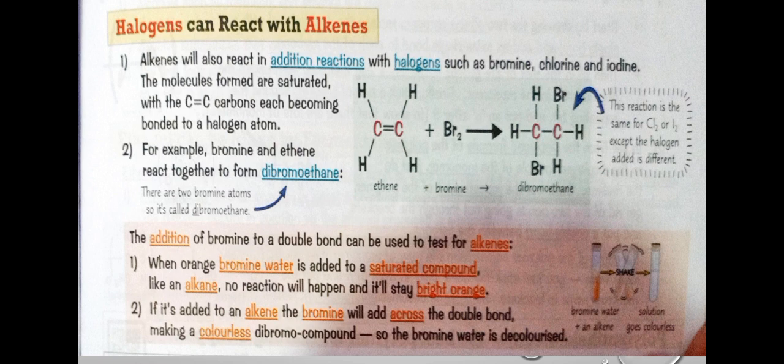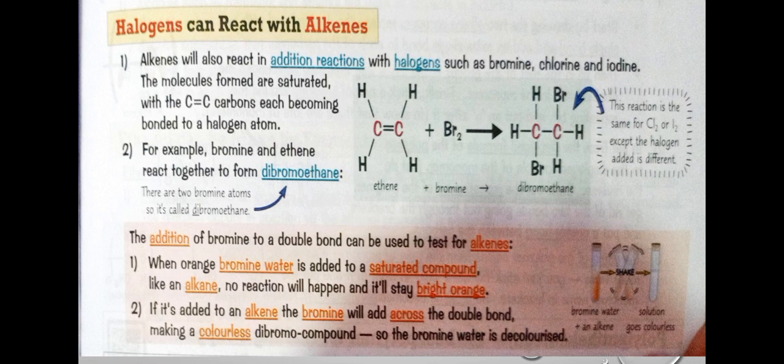For example, look at the structure of ethene plus bromine. Here they react together to form dibromoethane. There are two bromine atoms, so it is called dibromoethane. This reaction is the same for chlorine and iodine, except we are only changing the halogen atom, and this reaction is used to identify the saturated and unsaturated hydrocarbon.